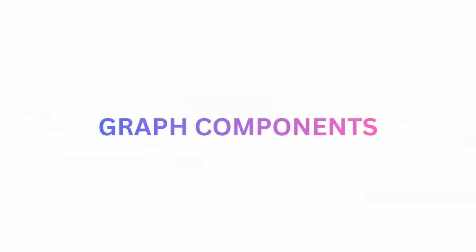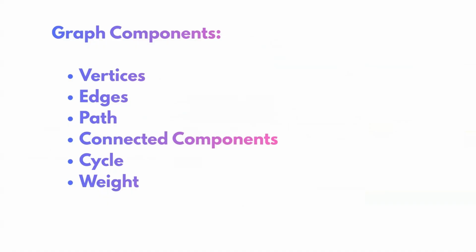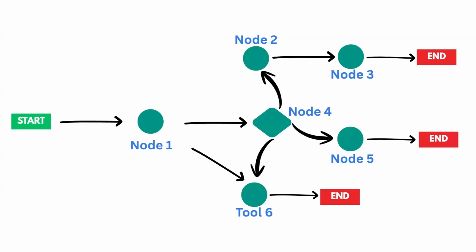Before we go into details, let's first try to understand the graph and all of its components in general. There are some important components in a graph like vertices, edges, path, connected components, cycle, and weight. Now, let's have a detailed discussion on all of these graph components one by one. I have converted our earlier LangGraph into a general graph.